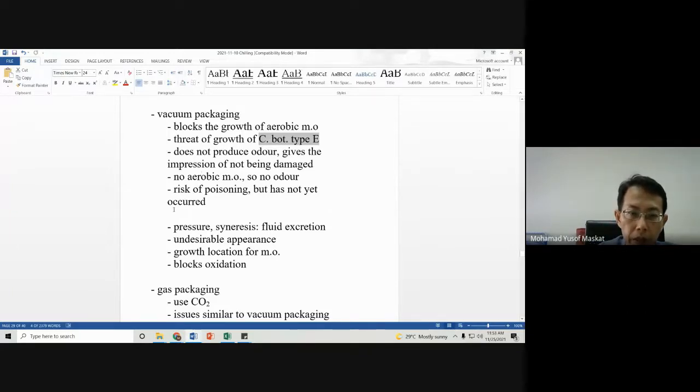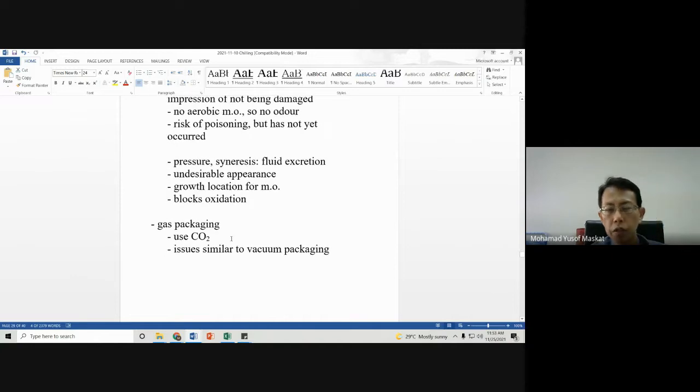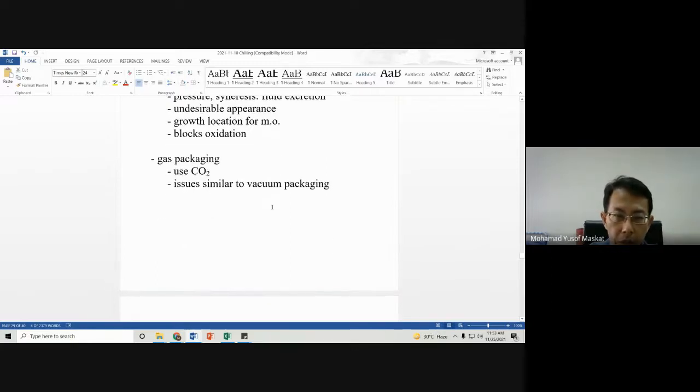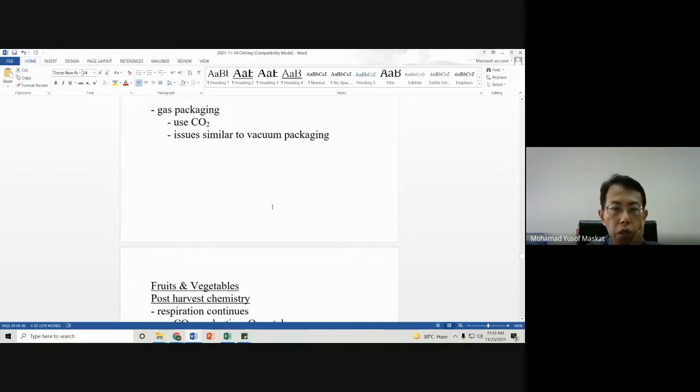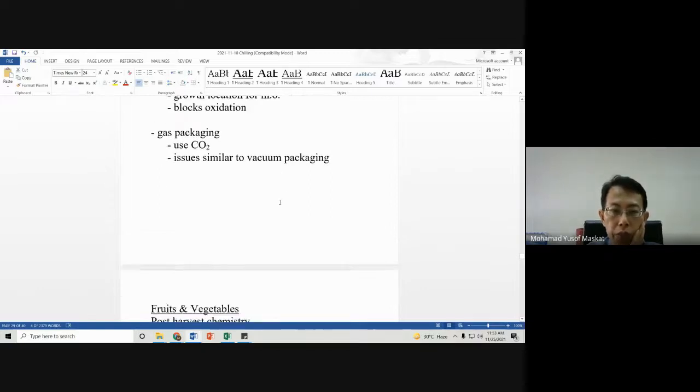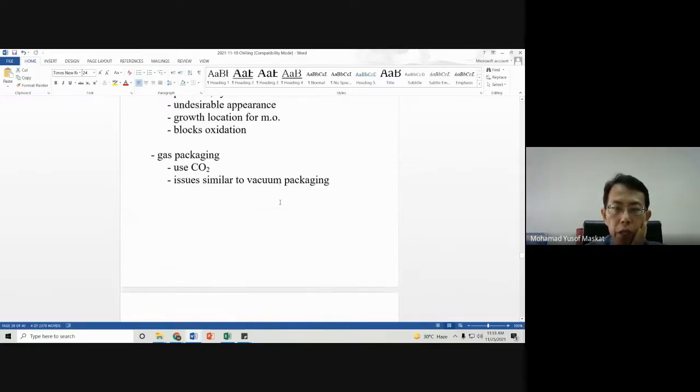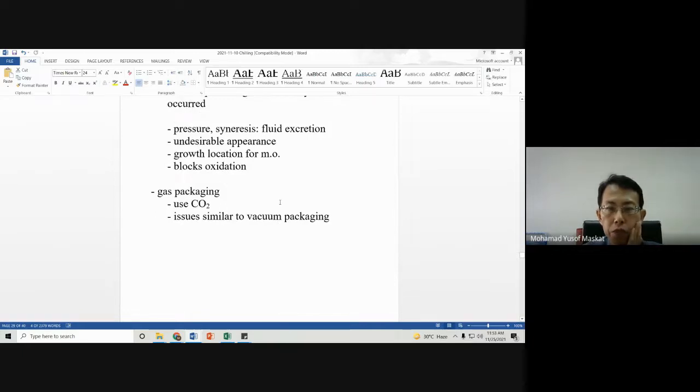Then due to the pressure of the vacuum, there will be syneresis, fluid extraction, and undesirable appearance, similar to what we have discussed previously. Then there is growth location for microorganisms, but it blocks oxidation. That is for vacuum packaging. For gas packaging, there are similar issues to vacuum packaging, but it is also more expensive. So that is how we preserve seafoods using chilling or low temperature.